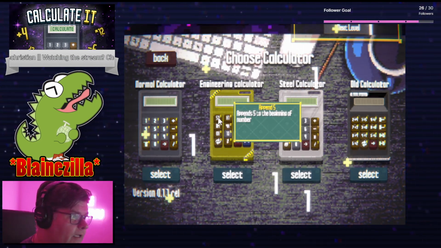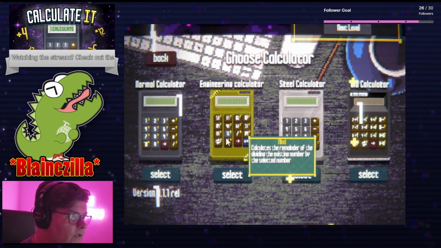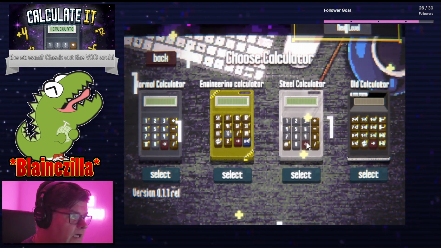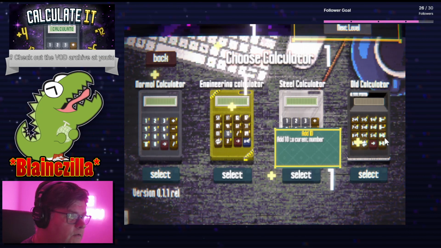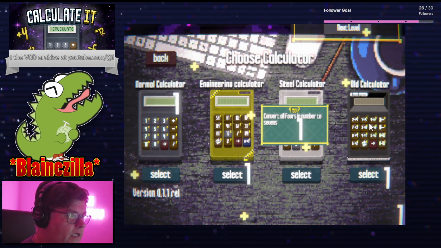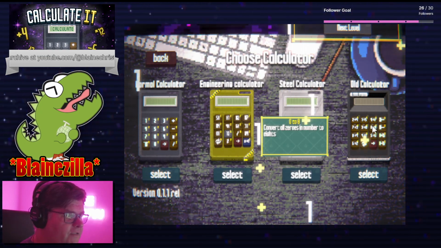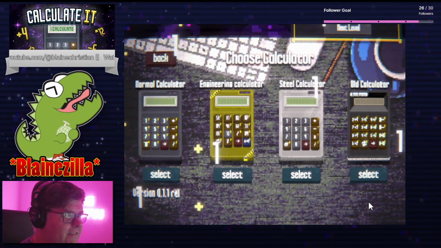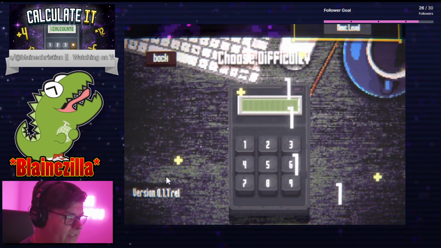One up, append 5, appends 5 to the beginning of the number. So there's all these different keys. I do love a modulo. And then you have an old calculator. Converts all 4s to the number 7. Converts all 0s to 8s. So we'll start with a basic calculator.